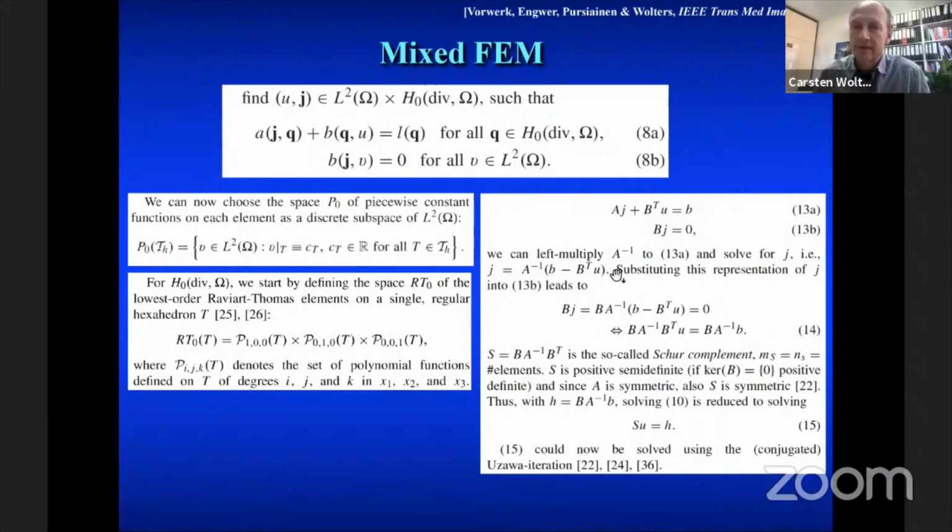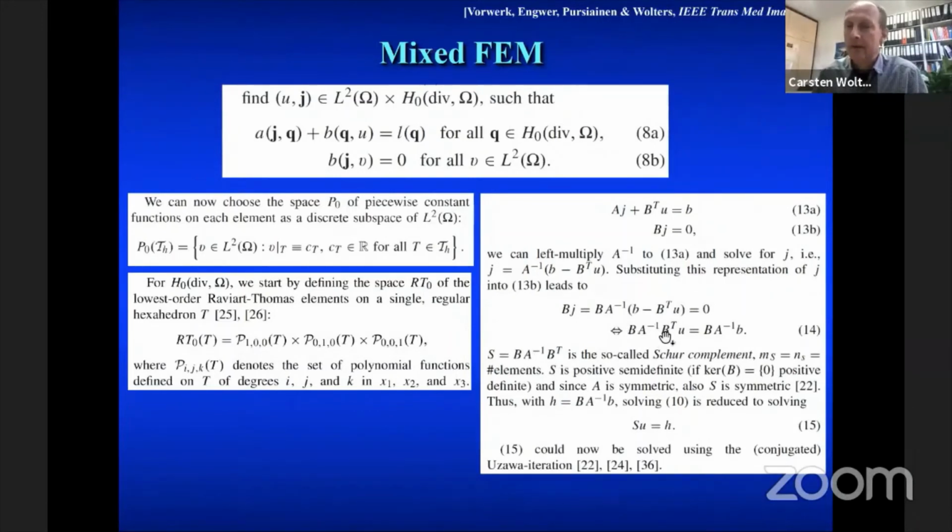So Johannes has shown here that when we multiply the upper equation with A minus 1 from both left and right hand side and solve for J, then the upper equation is then J identical to A minus 1 B minus B transpose U. So we can plug that into the second equation in order to derive an overall equation. This matrix is then called the matrix S, or let's say S is then defined as B A minus 1 B transpose, and the matrix S is then called the Schur complement.